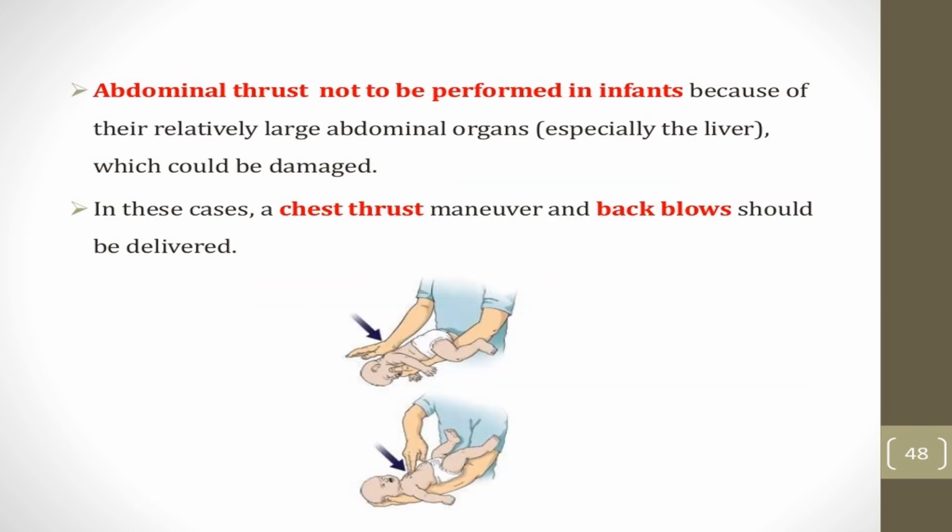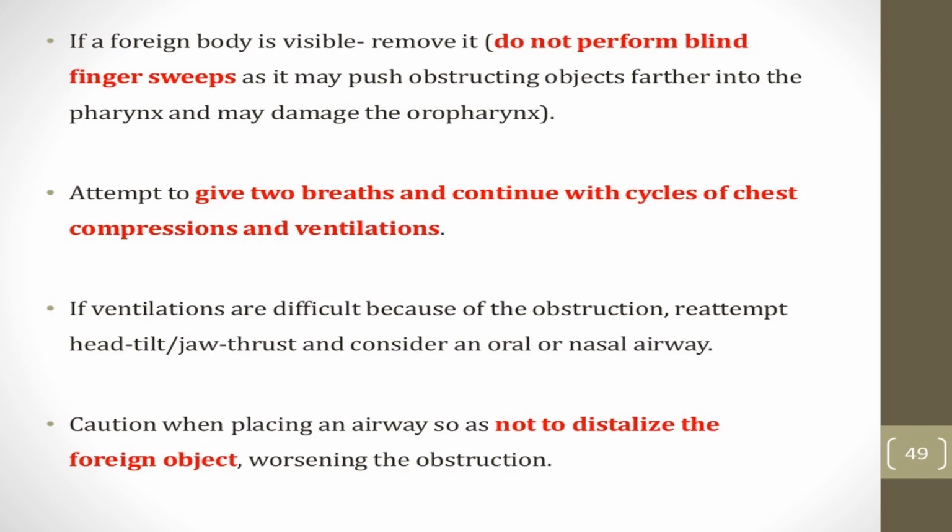Abdominal thrusts are not to be performed in infants because of their relatively large abdominal organs, especially the liver, which could be damaged. In these cases, a chest thrust maneuver and back blows should be delivered. If a foreign body is visible, remove it.